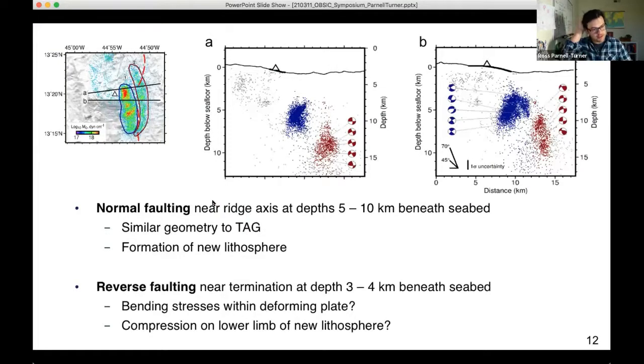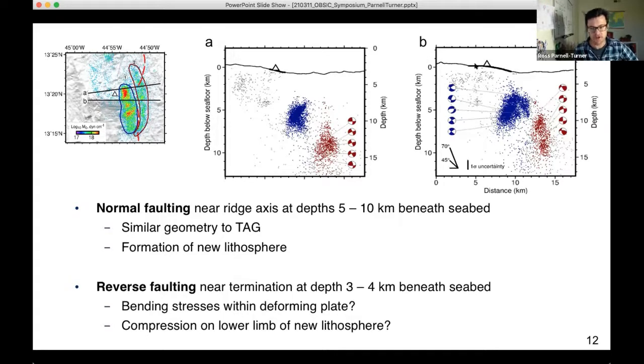If we look at that in cross section, panels A and B show cross sections across that catalog. To get your eye in, the seafloor is this solid black line here. The bold portion of this line is the exposure of the corrugated surface at 1320.